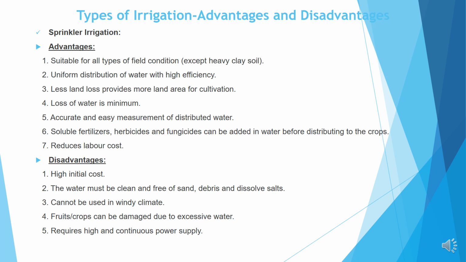What are the disadvantages? Number 1, high initial cost. Number 2, the water must be clean and free of sand, debris and dissolved salts. Number 3, cannot be used in windy climate. Number 4, fruits or crops can be damaged due to excessive water. Number 5, requires high and continuous power supply.